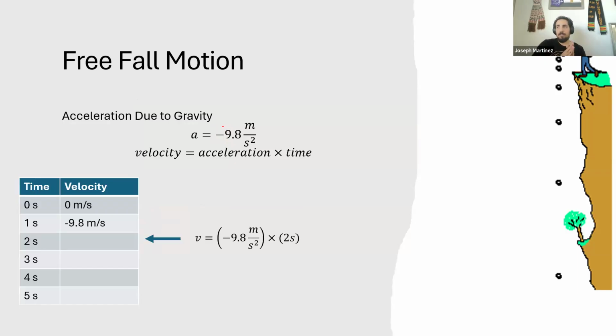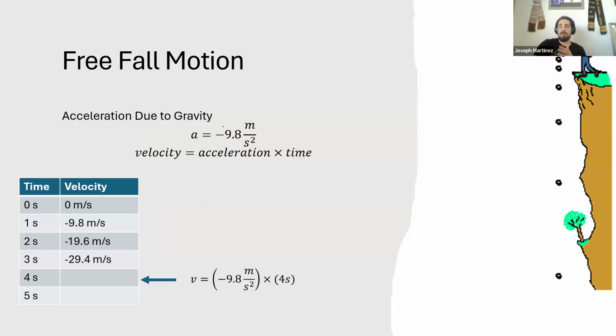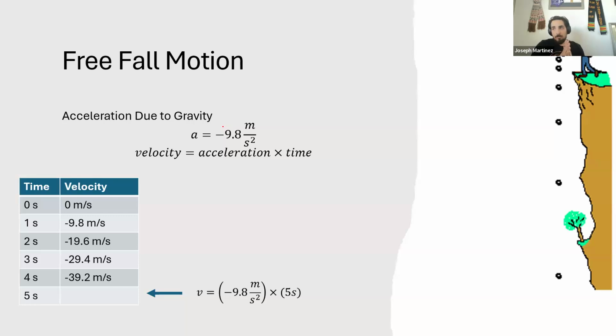And then in the next second, we say, what about at 2 seconds? How fast is it going? Plug it in, and you get 19.6 meters per second. And then at 3 seconds, you get 29.4 meters per second. And at 4 seconds, you get 39.2 meters per second. And then finally, 49 meters per second at the 5th second. So we're able to calculate out these different velocities.